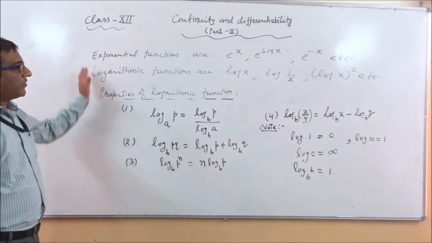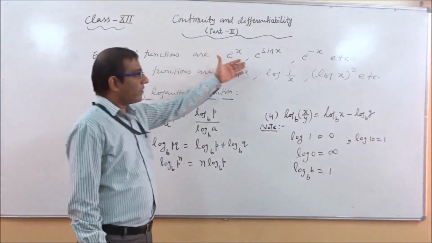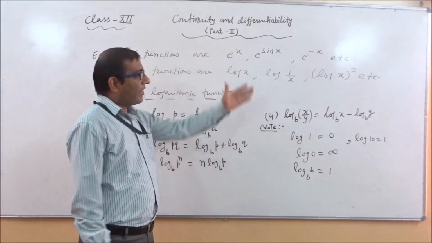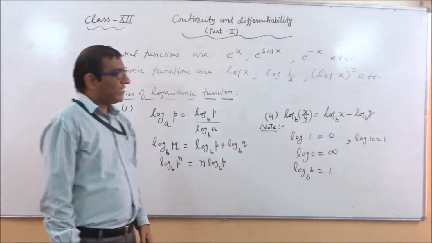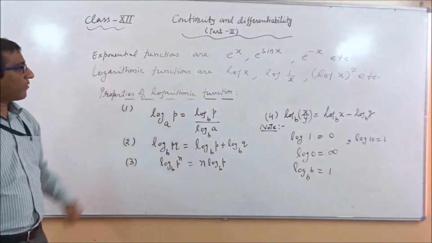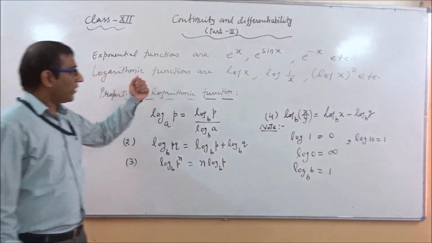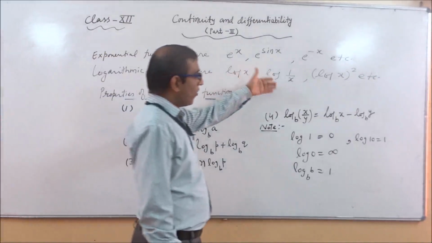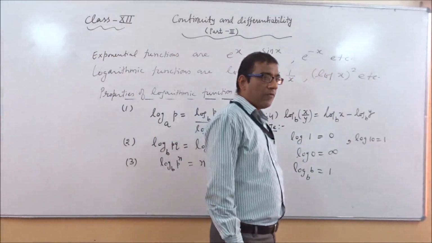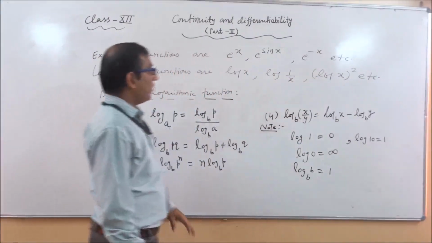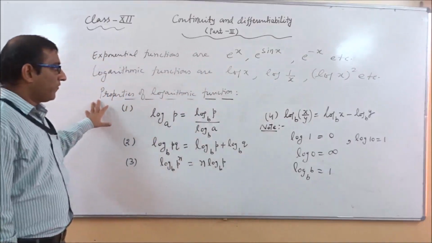Now the exponential functions are e raised to the power x, e raised to the power sin x, and e raised to the power minus x. These are some examples related to the exponential functions. And logarithm functions are log x, log 1 upon x, or whole square of log x. Now we will come to the properties of logarithm functions.